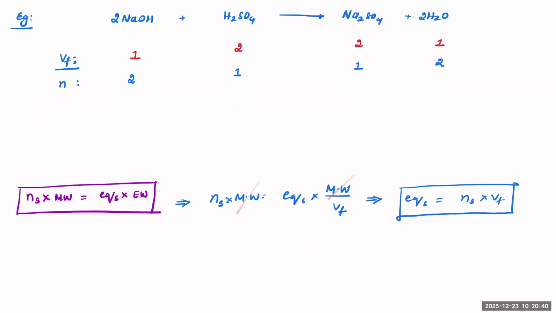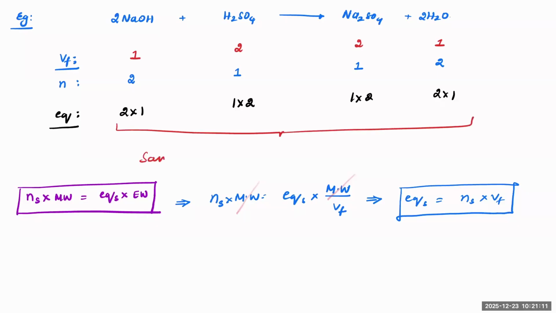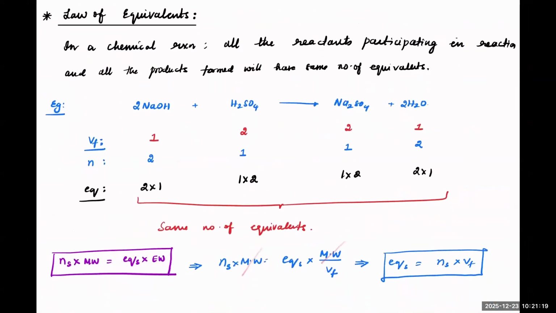Now come back to this here. So what can I write in terms of number of equivalents? Number of equivalents is equal to number of moles into valency factor. Number of moles is 2 into valency factor, 1 into valency factor, 1 into valency factor, and 2 into valency factor. So what did we notice? It's the same number of equivalents, correct? So they all possess the same number of equivalents. And that's what we call the law of equivalence.